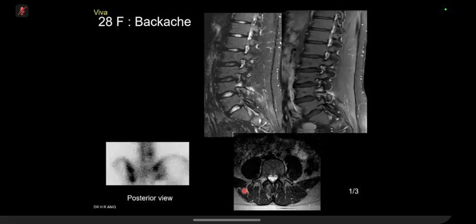Also, there's selective uptake in that pedicle on the bone scan. In a patient of this age with a history of back pain, these appearances would be in keeping with an osteoid osteoma. What is your differential diagnosis? It could also be post-traumatic change, so maybe like a pedicle fracture.